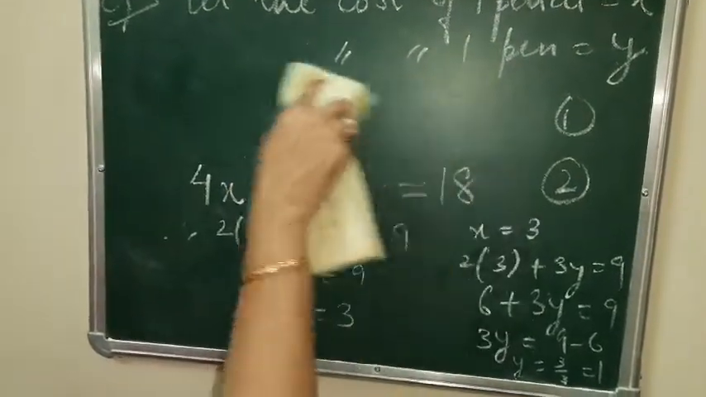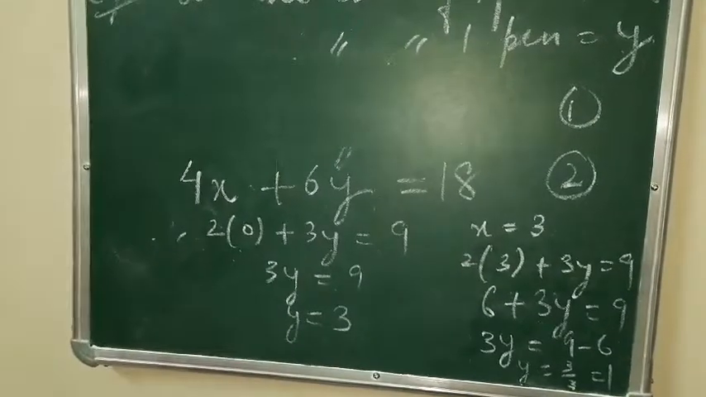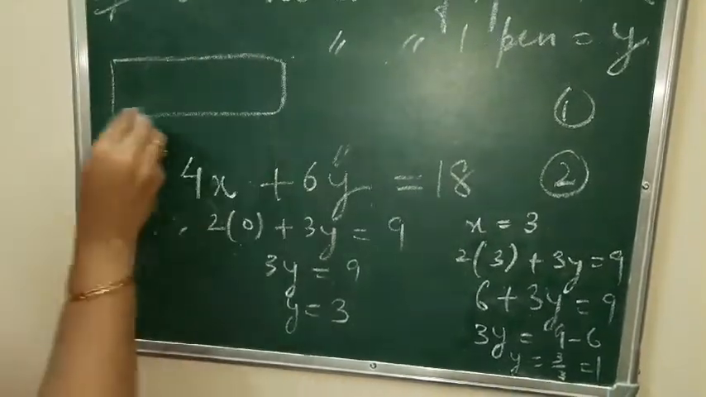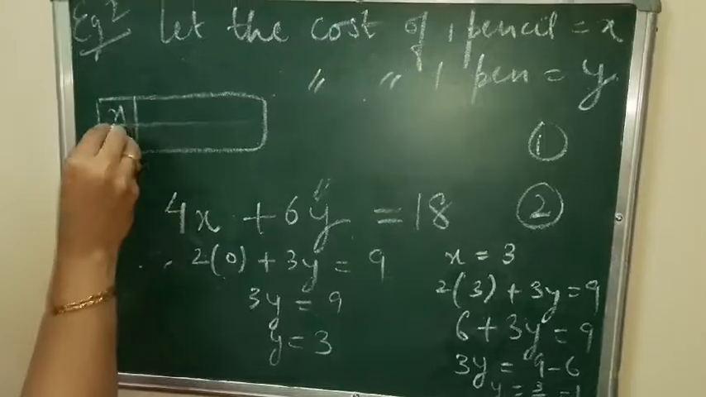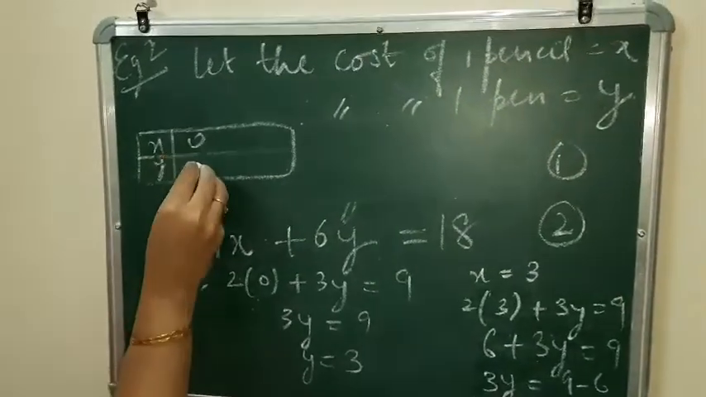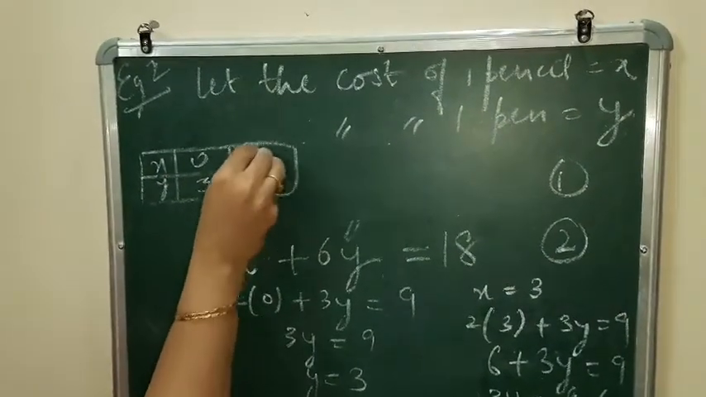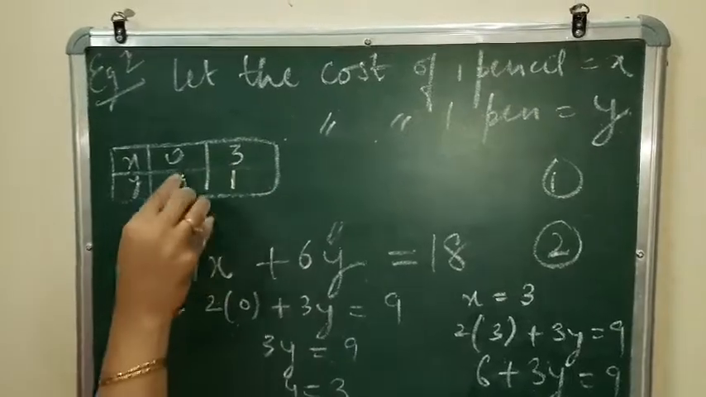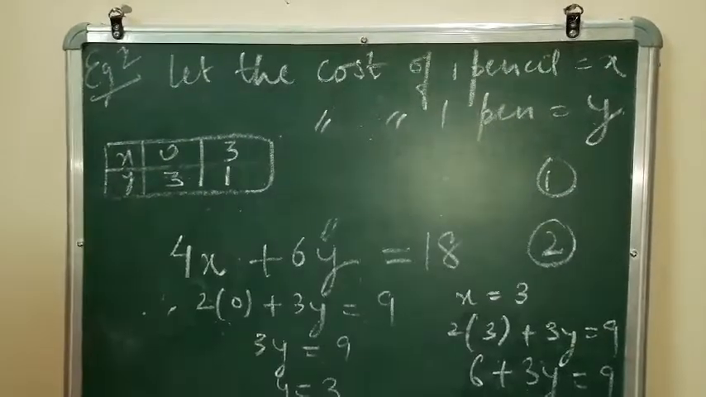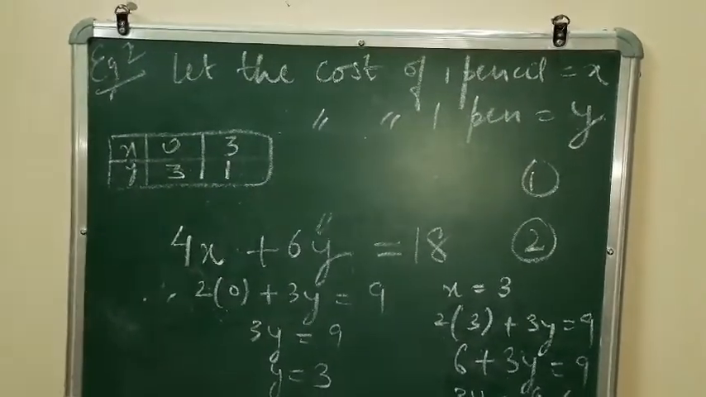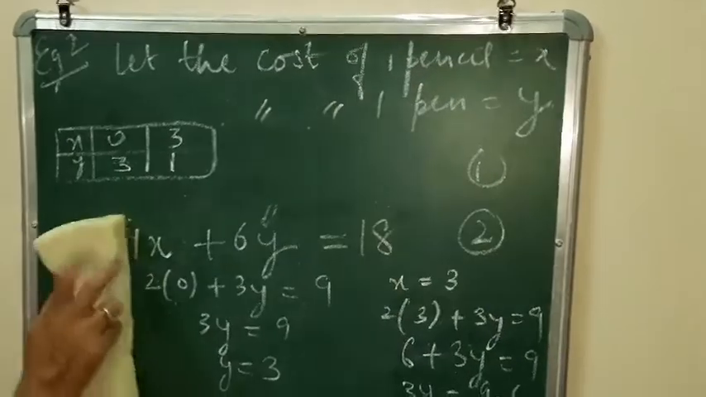Let us make the box for it. When I make the box for my first equation, x is 0, y is 3. x is 3, y is 1. Is it clear till now? Let me hope that it is clear.